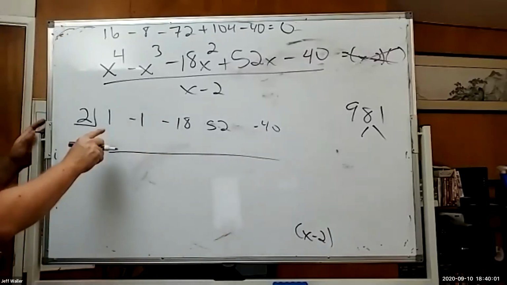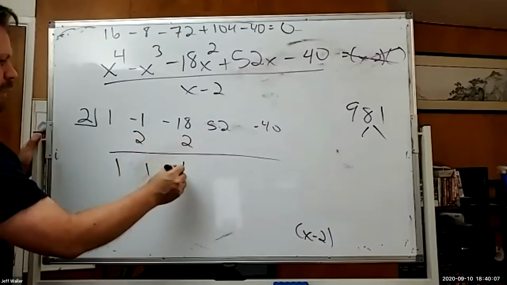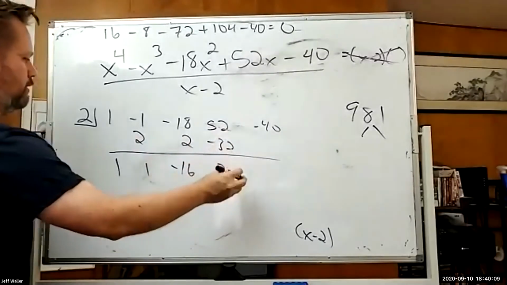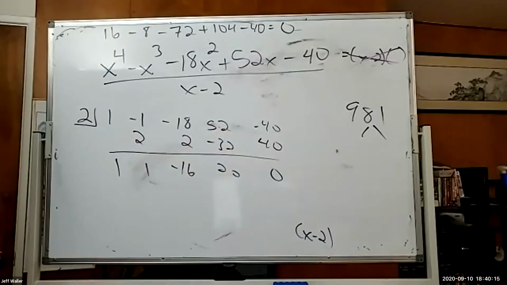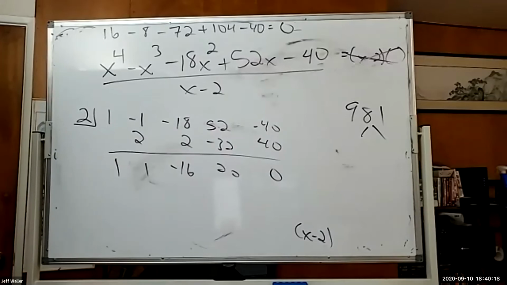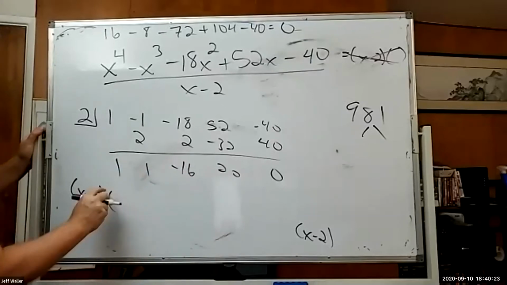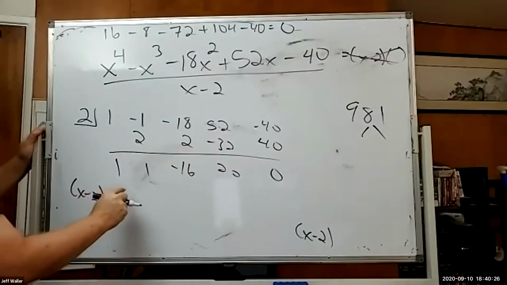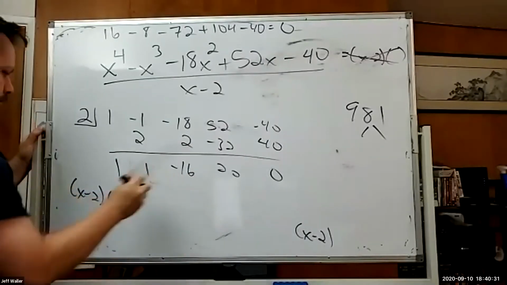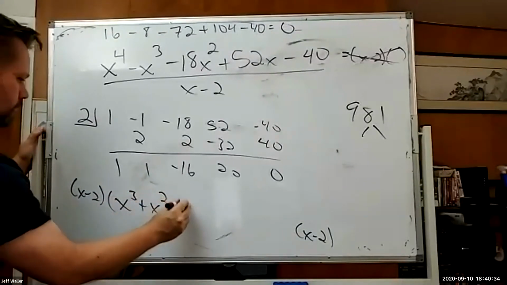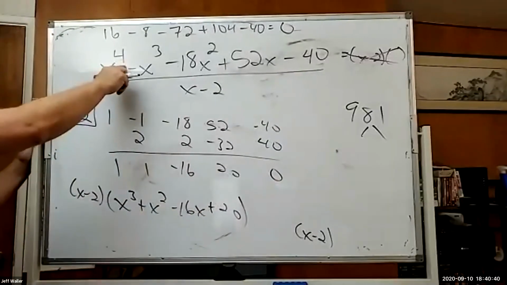So here we go. Bring the 1 down. Multiply, add, multiply, add, multiply, add, multiply, add. Right? That kicks so much ass. So what do I have now? I've got x minus 2 times, what's this? X cubed plus x squared minus 16x plus 20. There's no remainder term, right? So that's beautiful. It started on the 4th, now this one starts with the 3rd.